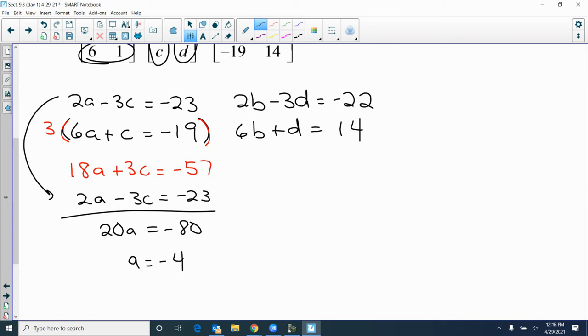All right, go ahead and figure out what c is, figure out what b is, figure out what d is. Go through the systems.